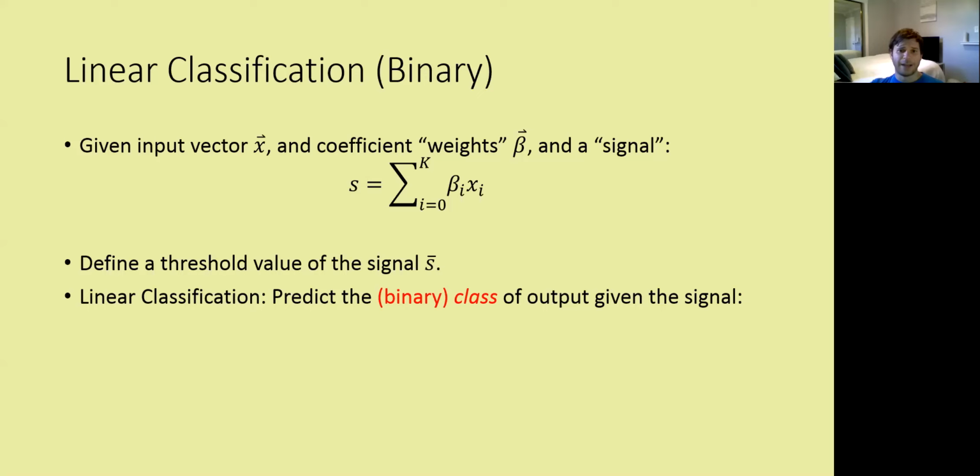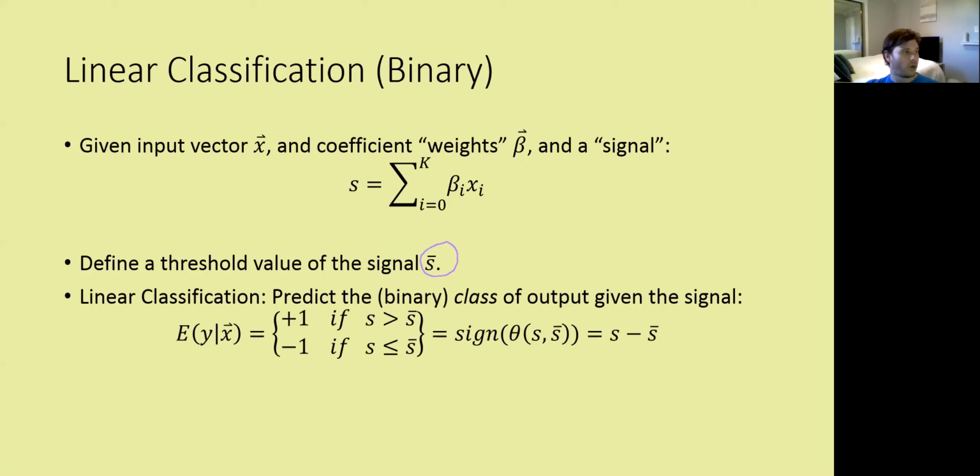And the way we would do that is, given this user specified threshold S bar, we can compute the signal S. Take the betas, multiply them by the X's, add them all up, compute that signal, and we check if the signal is greater or smaller than the threshold. So we're looking at the sign of theta of S and S bar, and if theta is the linear function, it's just whatever we plug in there.